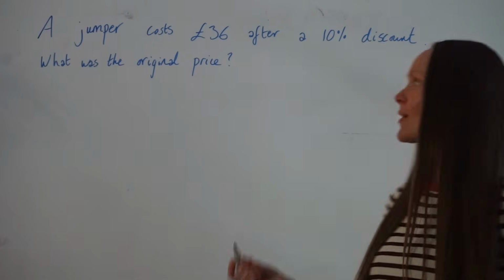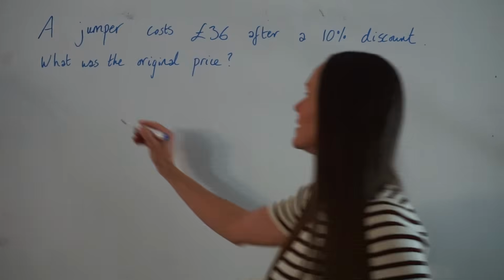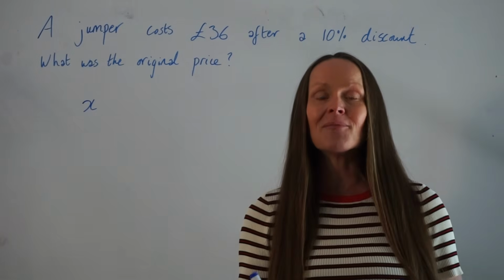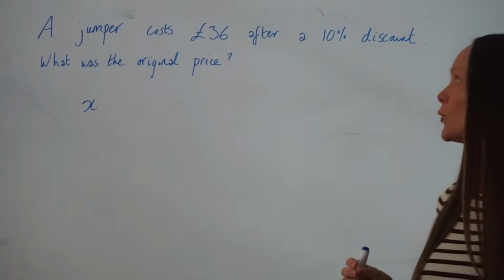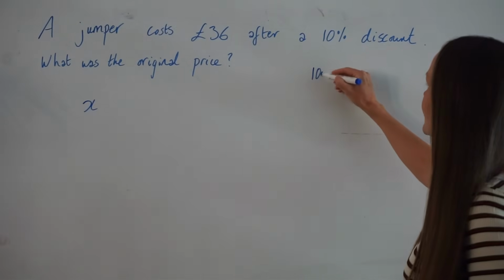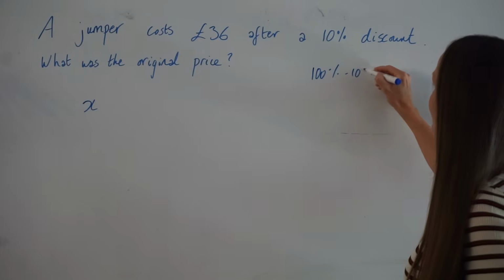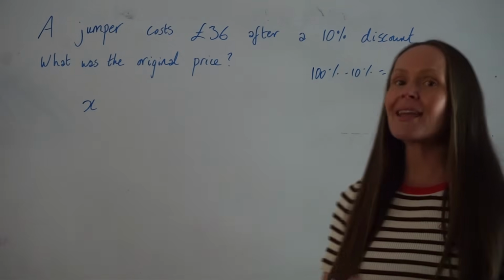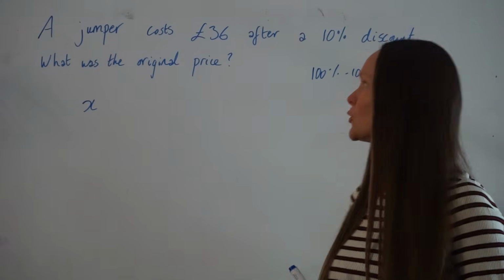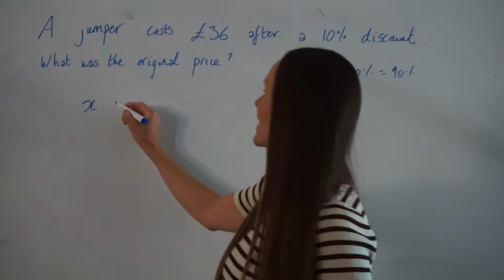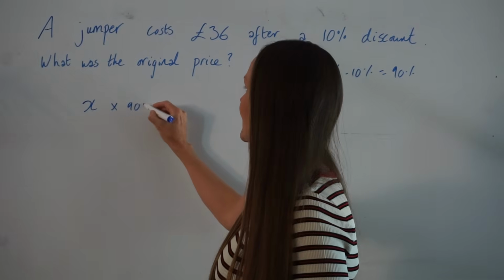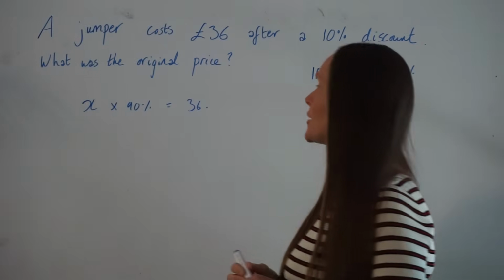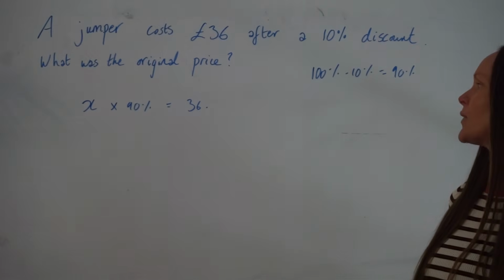So since we're working out the original price of the jumper, let's call it X. And if there's a 10% discount, it means that there's 90% left over, since 100% minus 10% equals 90%. Okay, so if we're working out 90% of the original price, we're multiplying X by 90% in order to get £36. Now we have an equation that we can solve to find X.